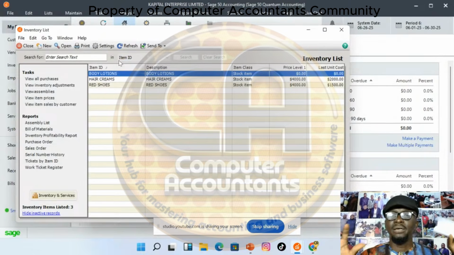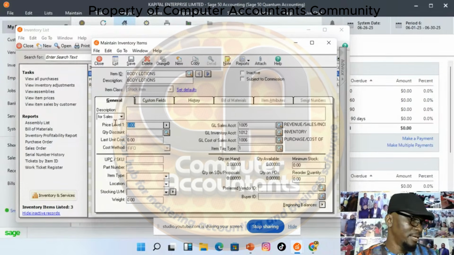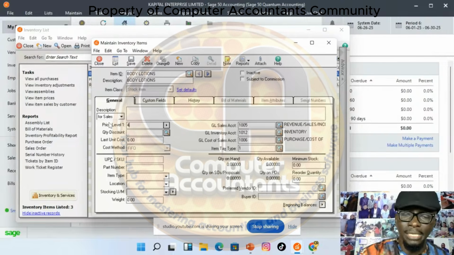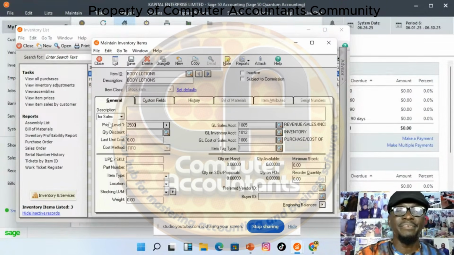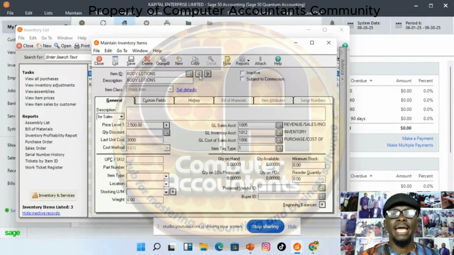So you click your list. Excellent. You can see from the list now that I did not input both the selling price and cost price of body lotion. So I can click on it. It brings me back. The selling price is 2,500, while the cost price is 2,000, from the case study. Okay, so I can now go back and save.